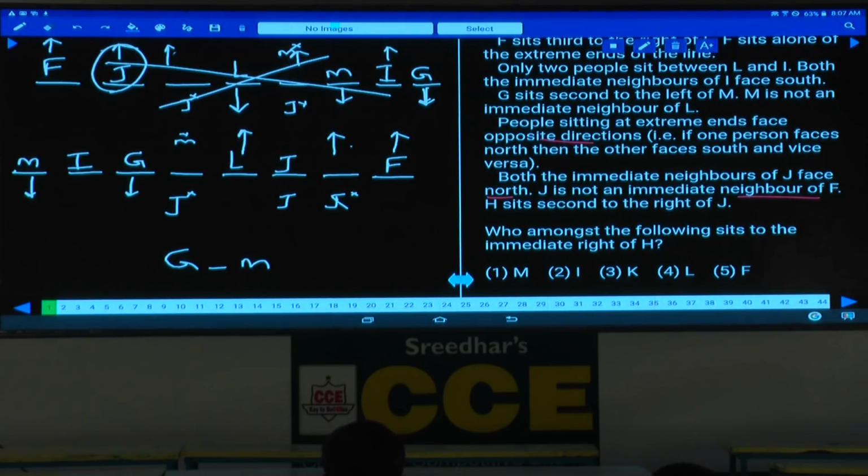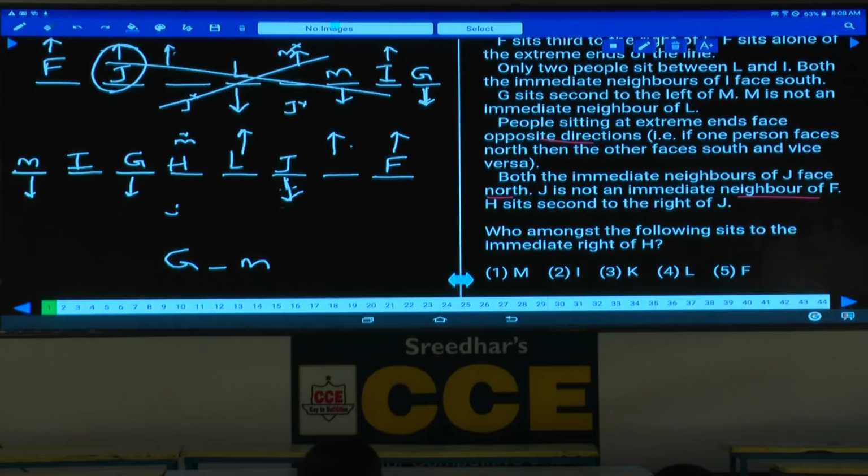As H is seated second to the right of J, H cannot be in this place, hence H must be here. If H is here and this J is facing towards south, then only H will be second to the right of J. Now, as of now, how many persons are facing towards south? 3 persons are facing south. And who are those 3 persons? J, M and G are the persons facing towards south. As 3 persons are facing towards south, the remaining 5 persons must be towards north.